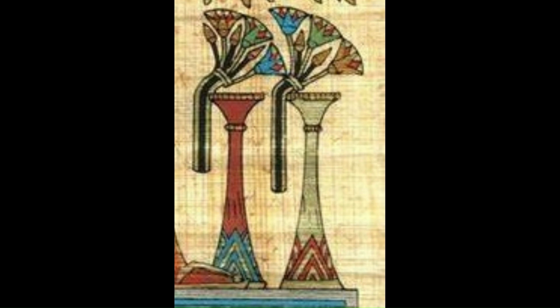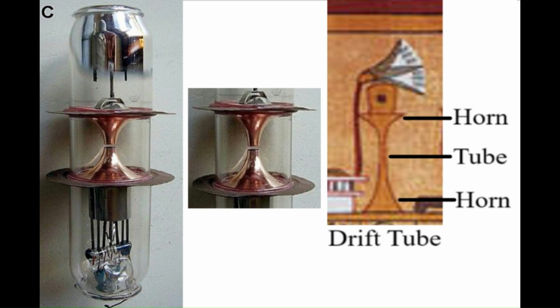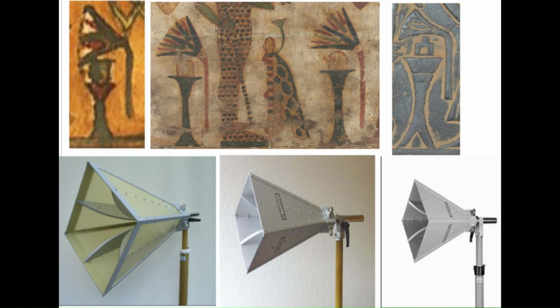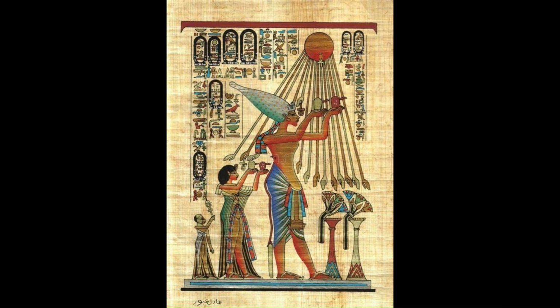The next items to examine are the two vase-like objects and the lotus flowers. In episode 11, I explained why I believe these vases are being used to represent drift tubes, and why I believe that the lotus flowers symbolize horn antennas. What's significant here is that they are pointing away from the people in the scene, indicating that the power being generated is being transmitted elsewhere.